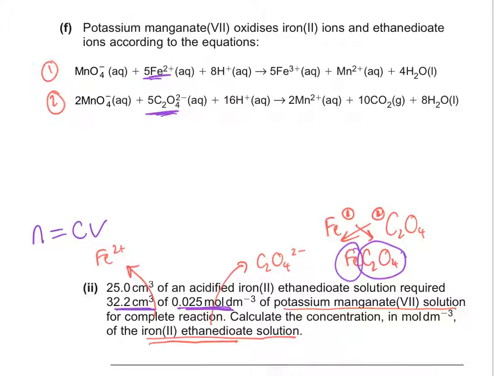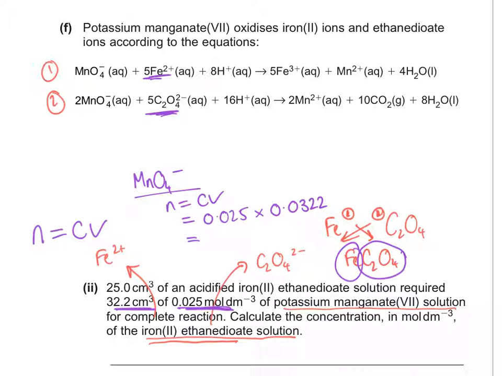So what I can do first of all is work out the number of moles of manganate ions that I have. So I'm working out the number of moles of manganate, and I'm doing n equals CV. Concentration, I'm told, is 0.025, and the volume is 32.2 centimetres cubed, which is 0.0322 decimetres cubed.